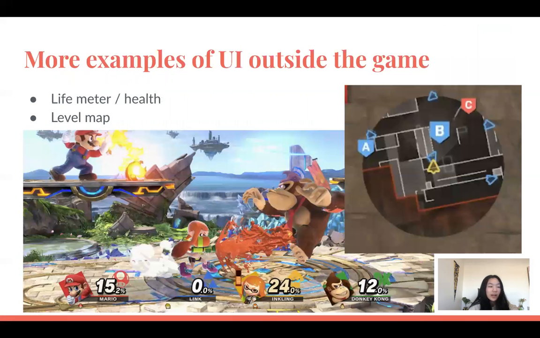Moving on, we have some more examples of UI outside of the game that's also considered non-diegetic. We have things such as the life meter or the health of something in Super Smash Bros. And also the level map. This all makes sense because the characters don't interact with these elements. They're just here to inform us.